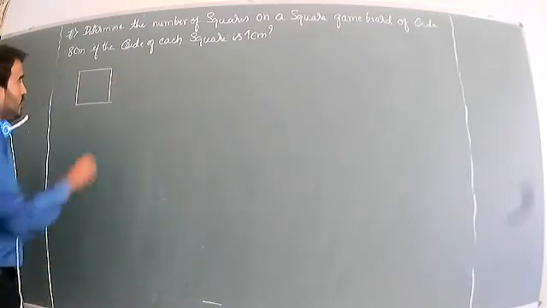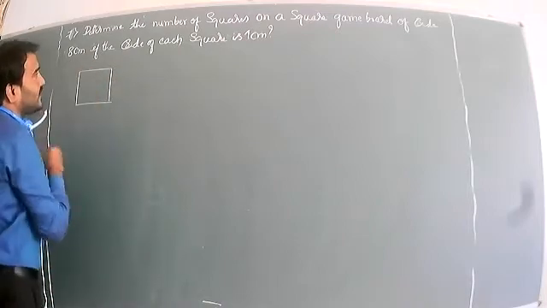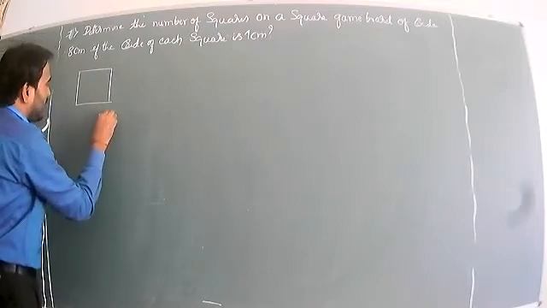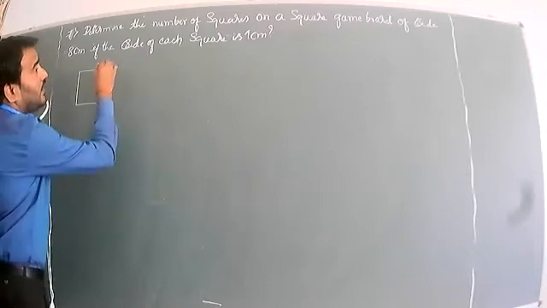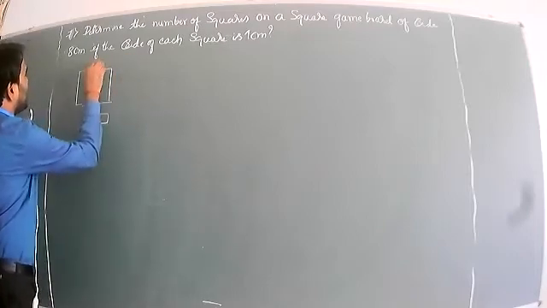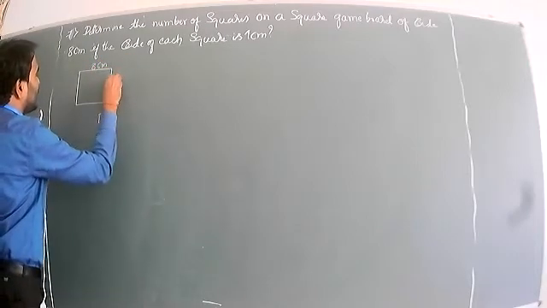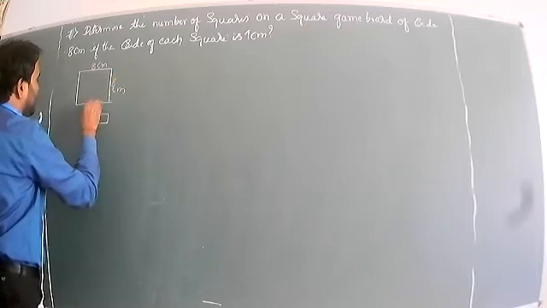This is a square board. So how many squares are there? One square has to be given this type of squares. This game board's side length is 8 centimeter. All sides are equal, 8 centimeter.